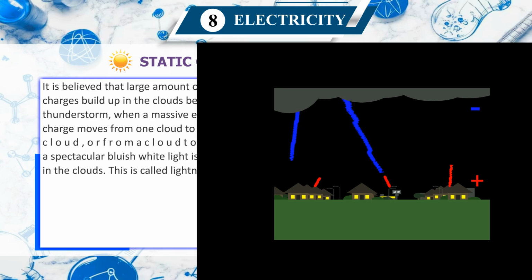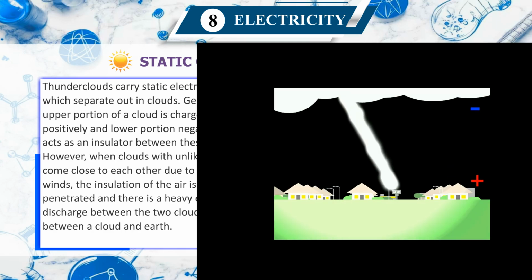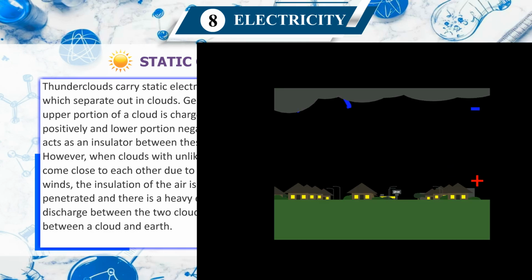It is believed that a large amount of electric charges builds up in the clouds before a thunderstorm. When a massive electric charge moves from one cloud to another cloud or from a cloud to earth, a spectacular bluish-white light is produced in the clouds. This is called lightning. Thunderclouds carry static electric charges which separate out in clouds. Generally, the upper portion of a cloud is charged positively and the lower portion negatively.